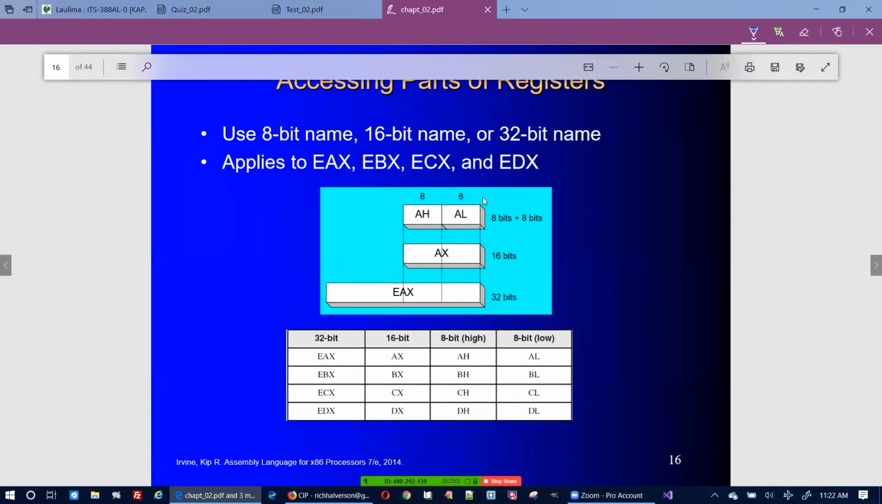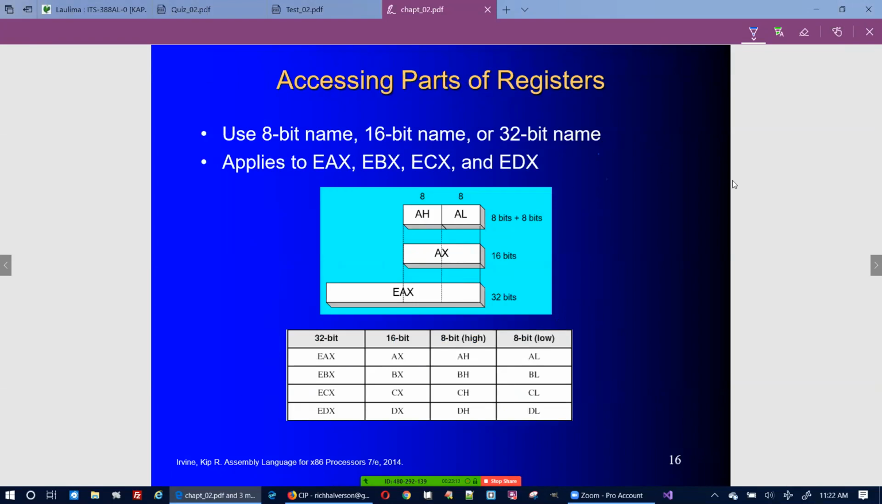All right. So here we're accessing parts of registers. The EAX register is 32 bits, as you can see. In some instructions, though, we're only using the 16-bit, the lowest part. So we may have some instructions that refer to AX instead of EAX. And we also may have some instructions that refer to AL and AH as opposed to AX.